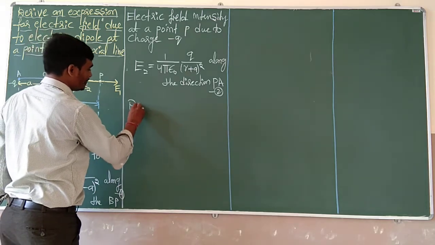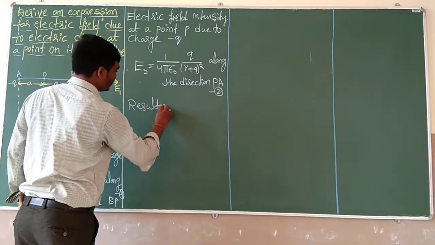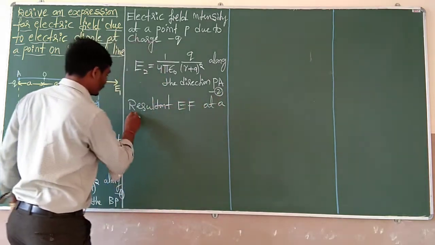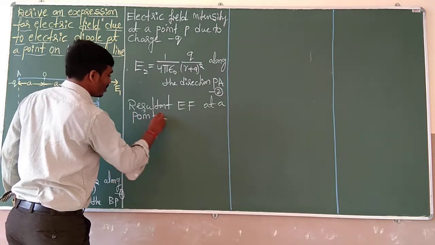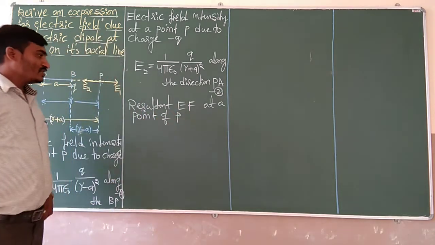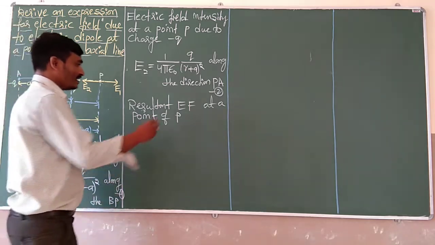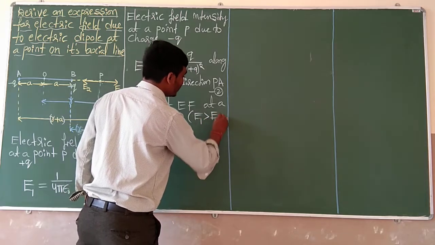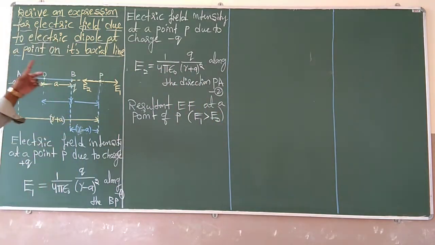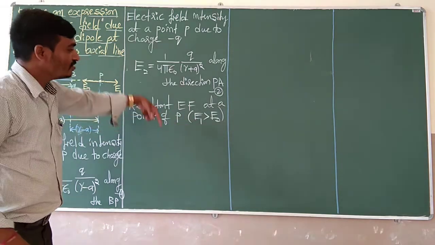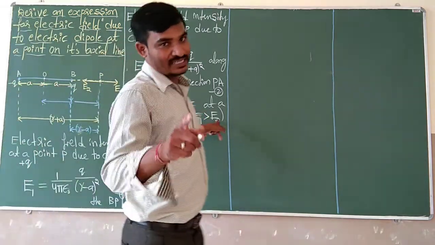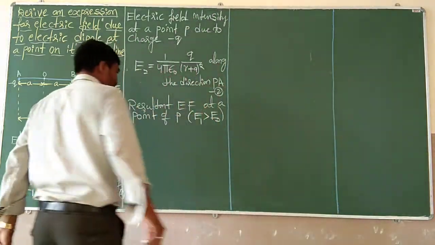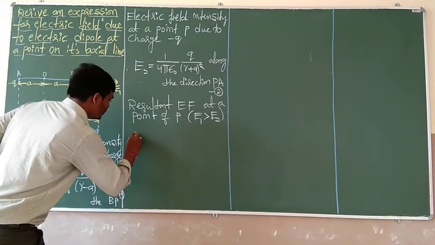That is the resultant electric field at point P. Both are in opposite directions, but one thing you have to remember: E1 is always greater than E2. E1 is always greater than E2, the electric field strength of E1 is greater as compared to E2. So then you have to find the resultant electric field along the axial line.